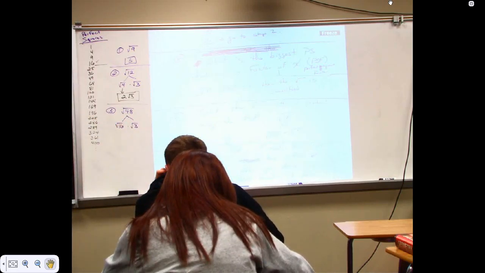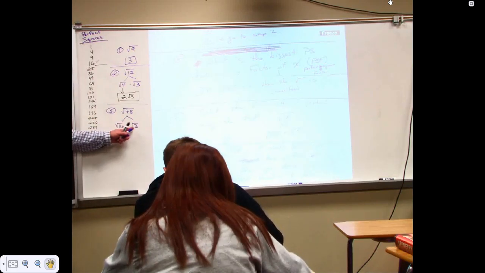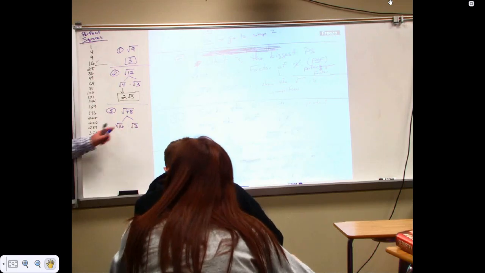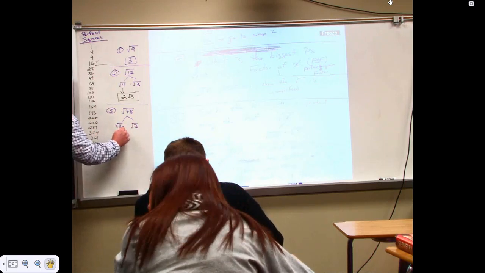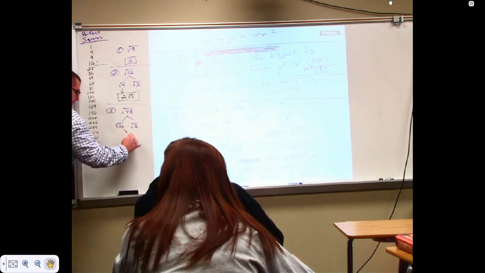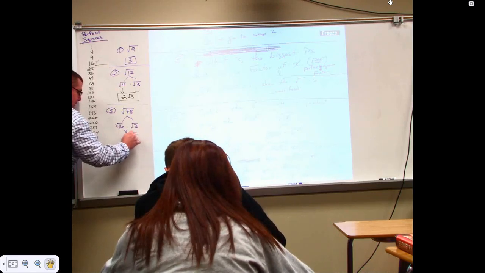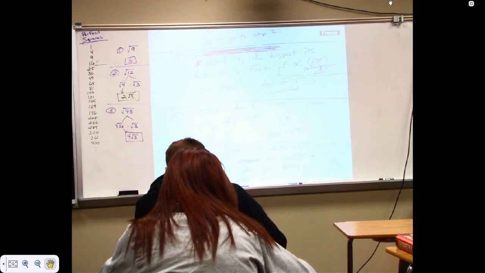Why is that significant? Because one of these is a perfect square. What is the square root of 16? So I got some out of the square root. 4 square root is 3.